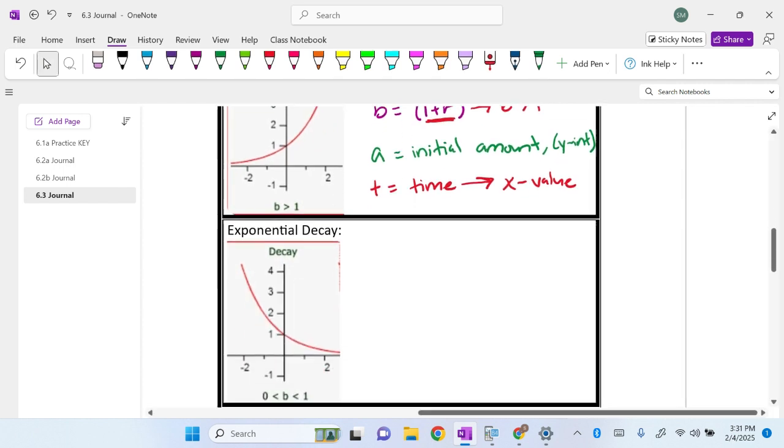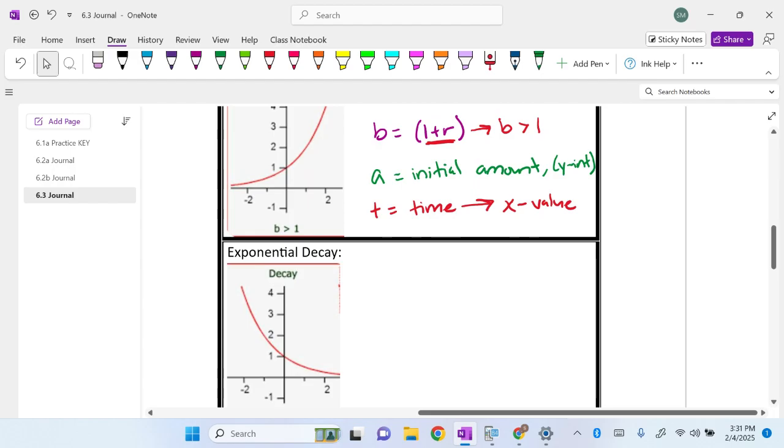Now with decay, so again, we're decreasing. So that means the graph is decreasing.